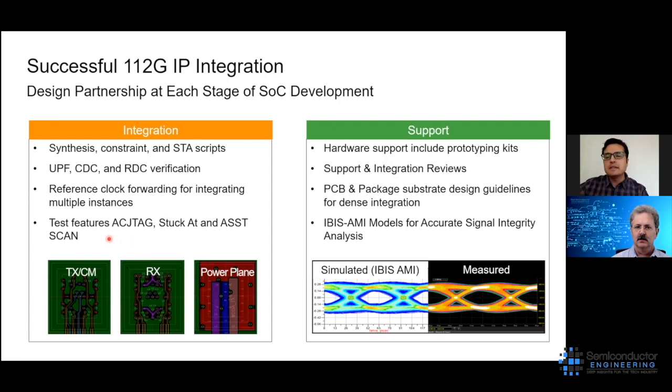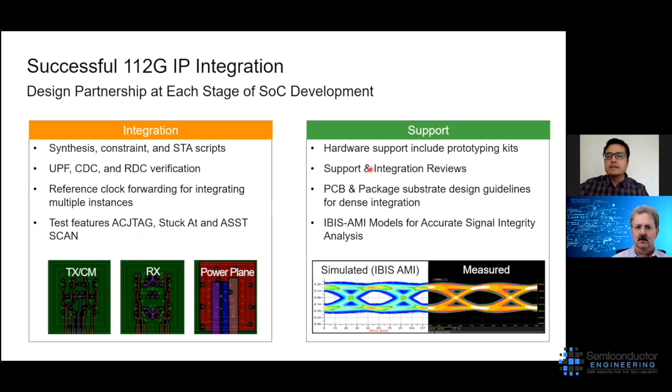Finally, testability is something that doesn't get talked about a lot, but with PAM4 signaling, there are new test challenges because the transmitter is going to transmit a PAM4 signal. So how do you ensure all the test parameters for your test scan and at-speed testing are met with the previous generation NRZ architecture? So a lot of time has to be spent in defining these requirements and making sure the customer does that integration on time.